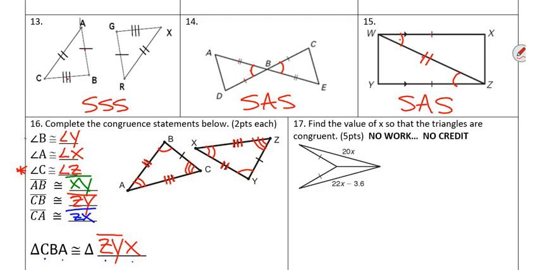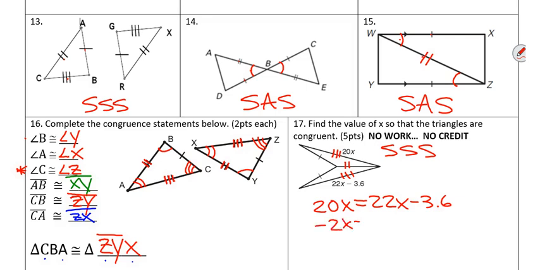So number 17 says find the value of X so that the triangles are congruent. No work, no credit. Well, I know that this side is congruent, and if I'm trying to prove congruency, I would probably try to do that by side, side, side. So that means my third sides have to be congruent. So that means I can say 20x equals 22x minus 3.6. So I could go ahead and subtract the 22x from the 20x. That would make me negative 2x is equal to negative 3.6. I will divide both of these sides by negative 2, so x is equal to positive 1.8. And that was our answer.